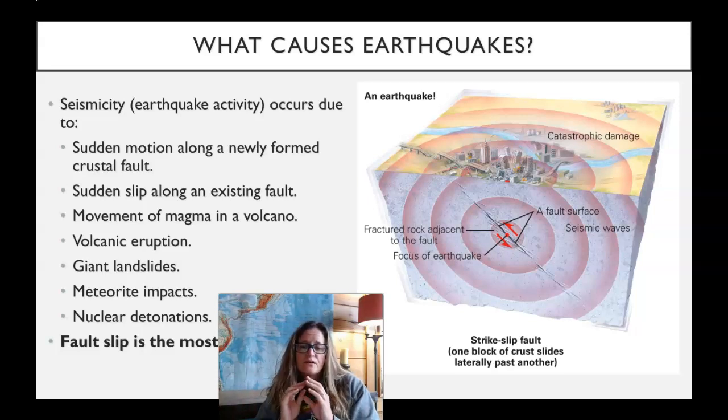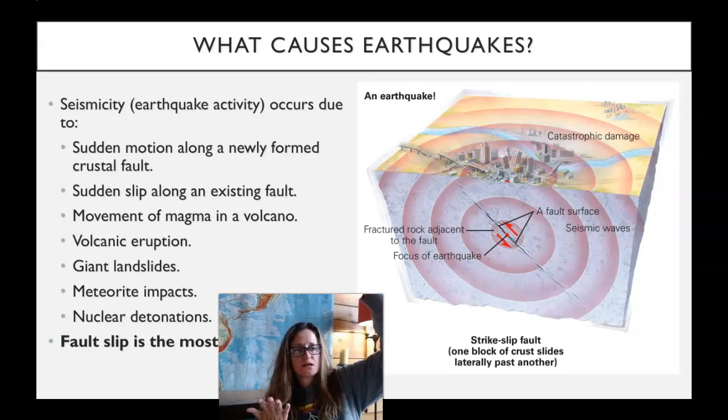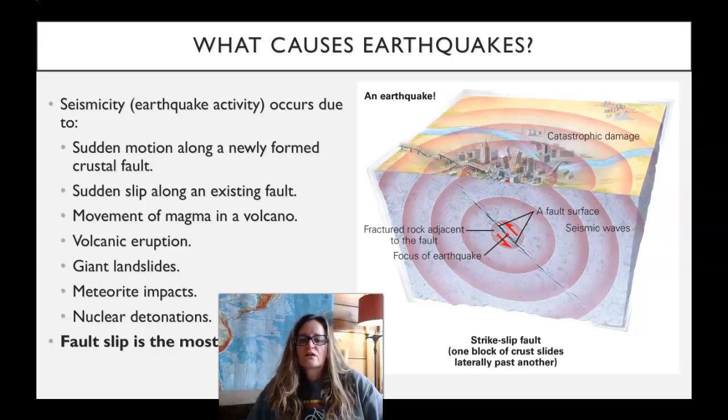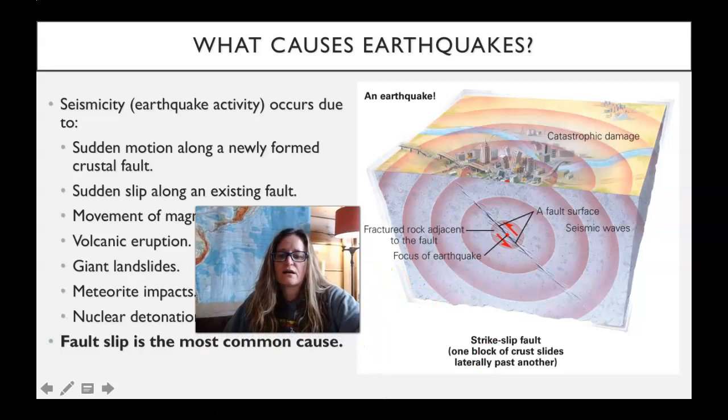There can also be fault motion because magma is moving through the plumbing system of a volcano, and the crust is adapting to new pressures and changes. When a volcano erupts, also the crust can change, and earthquakes can occur. Meteorite impacts, that impact can cause earthquakes. Landslides, if they're big enough, can cause the ground to shake. And then I mentioned before, nuclear detonations. Most of the earthquakes, though, are going to be caused by fault motion.